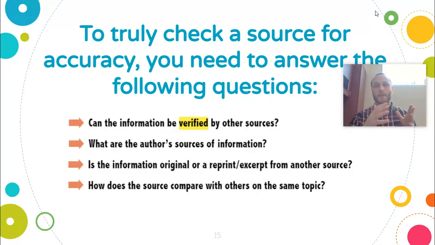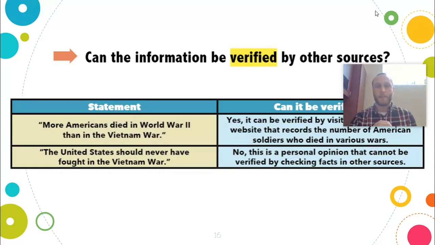To check for a source's accuracy, you need to answer these questions. Can it be verified by other sources? Can I look at other sources and figure out if this is true? Where did the author get their information? Is the information original or is it pulled from a different source? Did they reprint it or excerpt it from something else? And how does that source compare with others on the same exact topic?